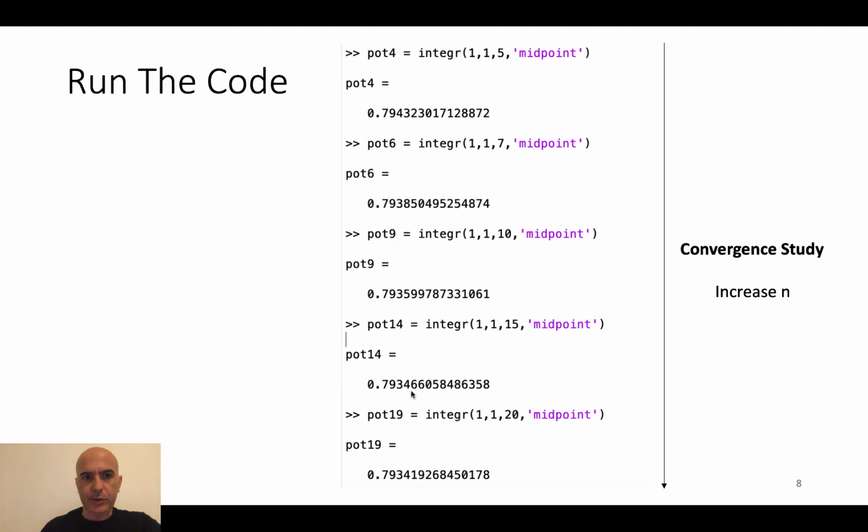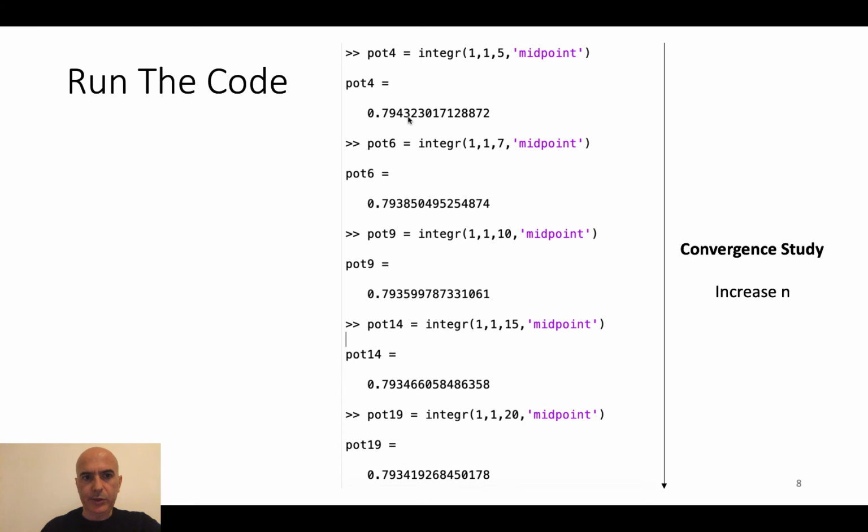Increasing n, I get less and less change between one value and the other one. So this is our so-called convergence test. We increase the resolution of our problem, so we increase the number of squares. We are calculating the total integral, and you see that the potential at z equal to 1 is converging to a given value.